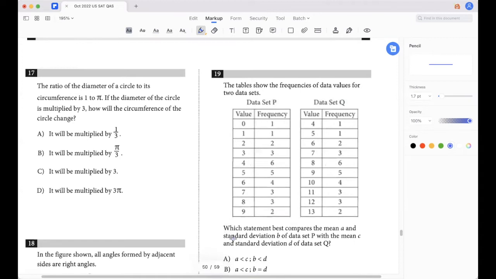The ratio of the diameter of a circle to its circumference is 1 to pi. If the diameter of the circle is multiplied by 3, how will the circumference of the circle change? So it would also get multiplied by 3 because it's a fixed ratio, right? So if the diameter is multiplied by 3, the circumference will also be multiplied by 3.